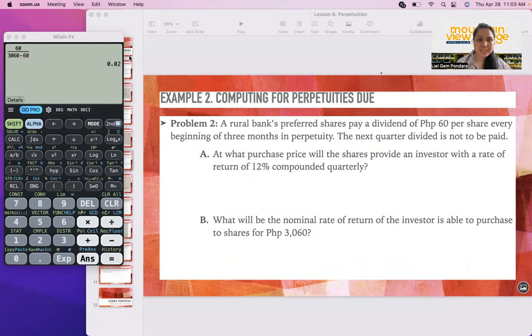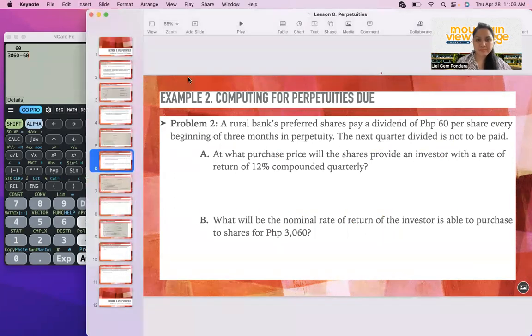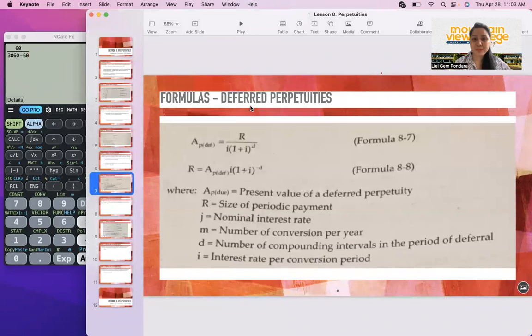Next, let's go to the next example. The next example is for deferred perpetuities. It's the same as the deferred annuity. Check with a D. The D is asking us how many compounding intervals are deferred or not paid. Let's start.